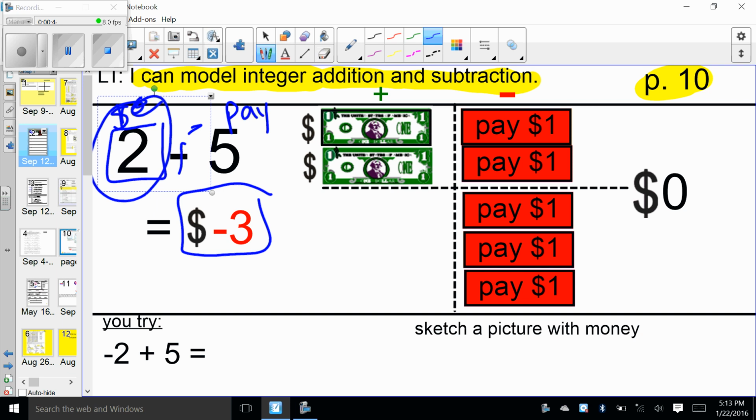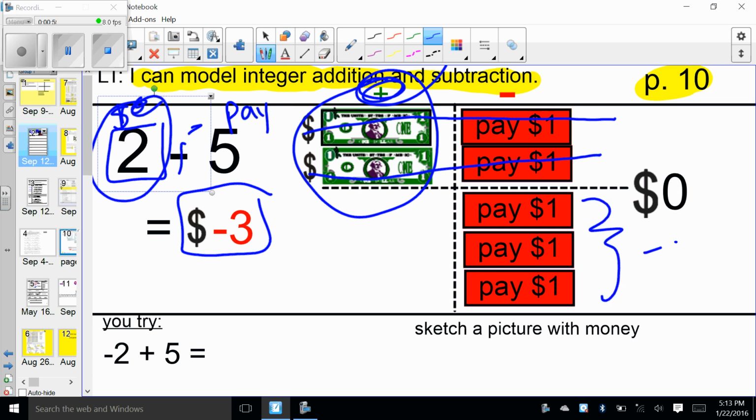Well, we're going to start by saying, let's say this is my bank account, the positive money. There's my bank. And I'm going to withdraw money. So if I have $1 in the bank and I take one out, that washes away. If I have another $1 in the bank and I take one out, that washes away, leaving me with a balance of -$3. That's how we would model it with a picture with some money.